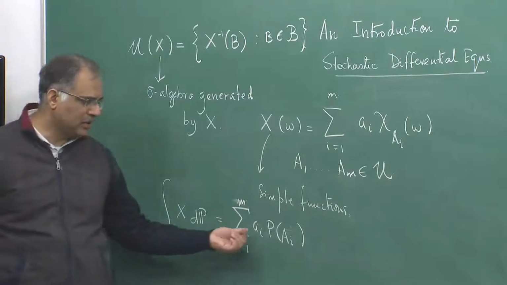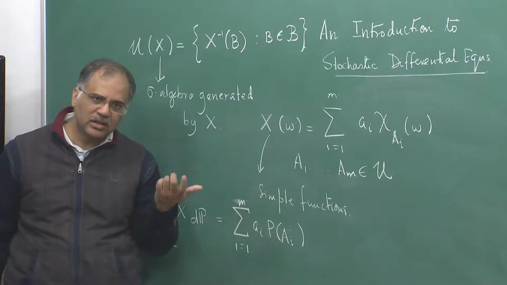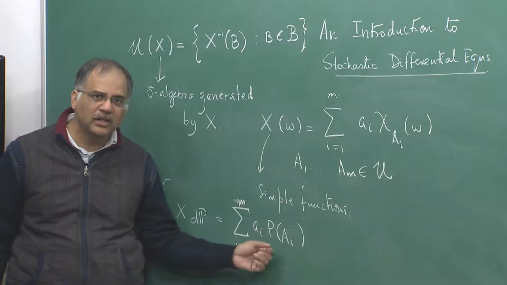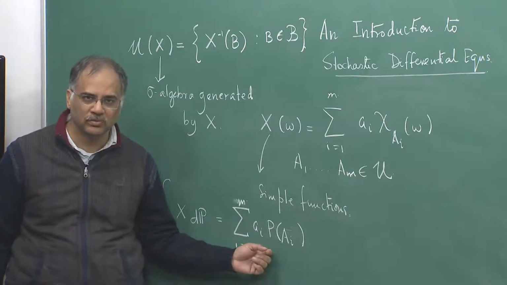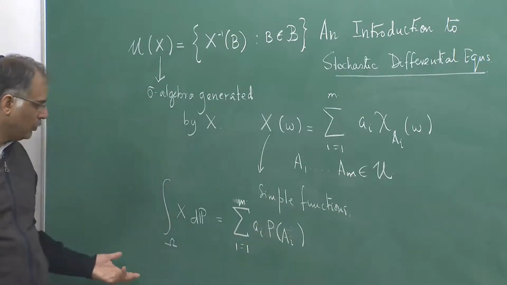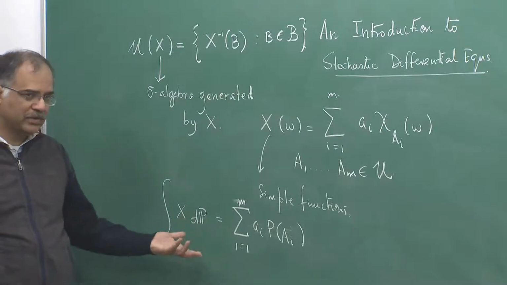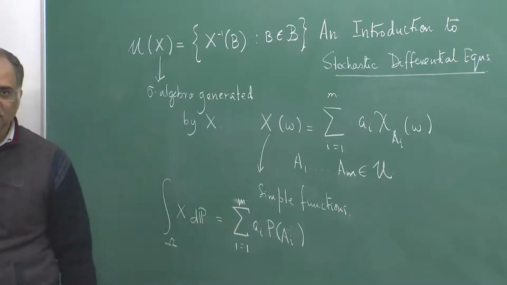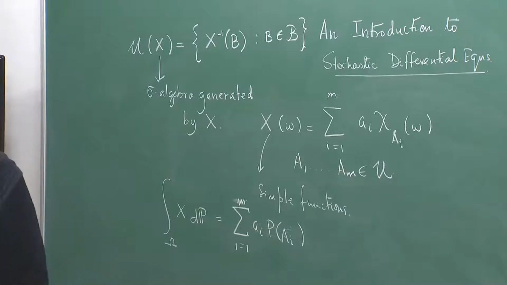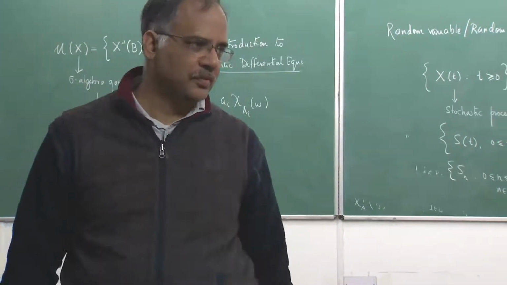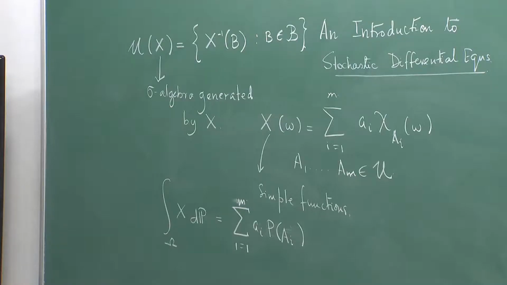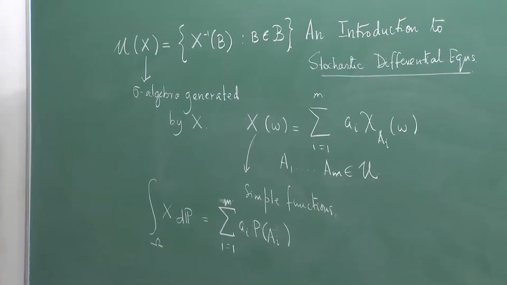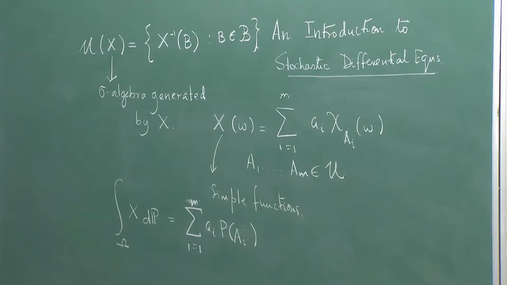What essentially is this? If anybody has learned some probability, they will immediately recognize that this is nothing but the expected value. But this is for a simple case, a very simple setup, essentially some sort of discrete situation, where you break up the whole thing into A1, A2 to An, and the function just takes the values a1, a2 to an, and the rest of the values are 0.